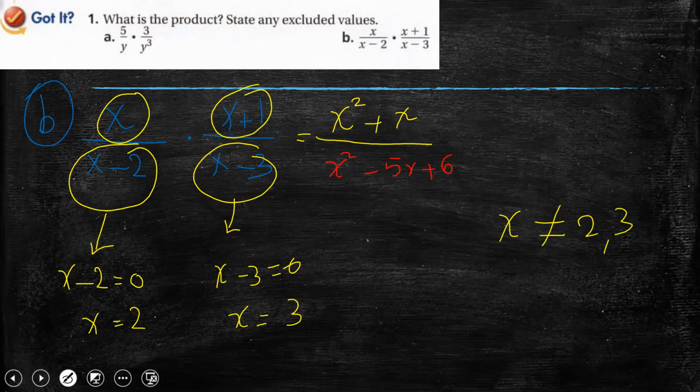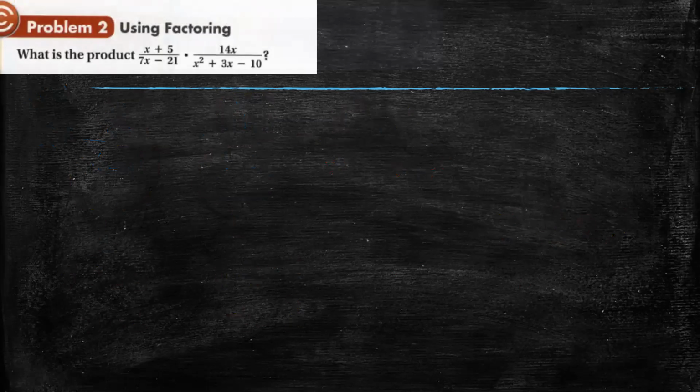How do you find it? Is it easy? Yes, very easy. Now let's see this one here. In this one, as you see, they are not simplified. You can simplify it. We have to factorize if we can.